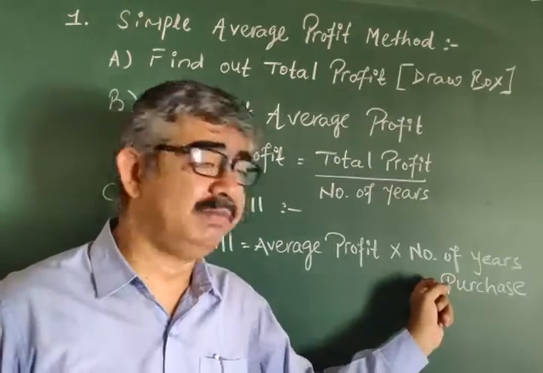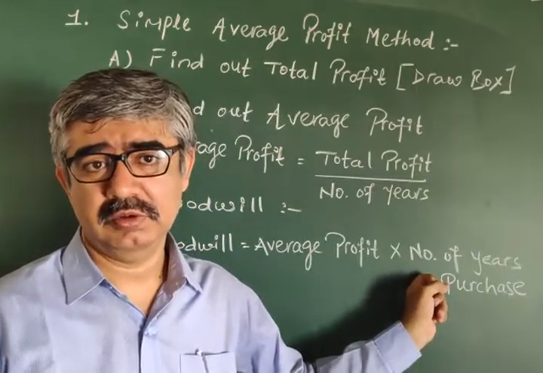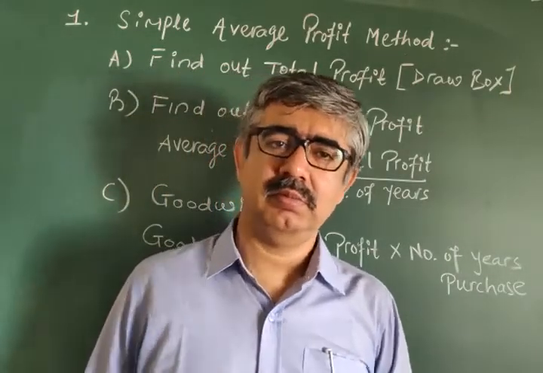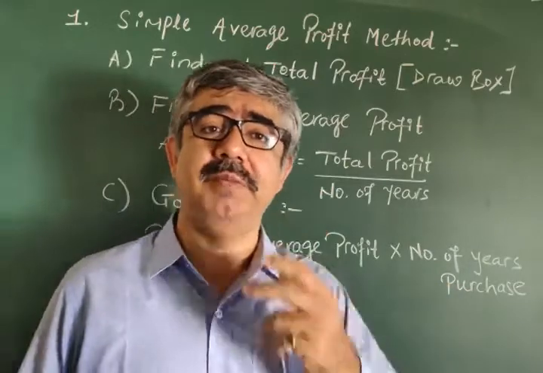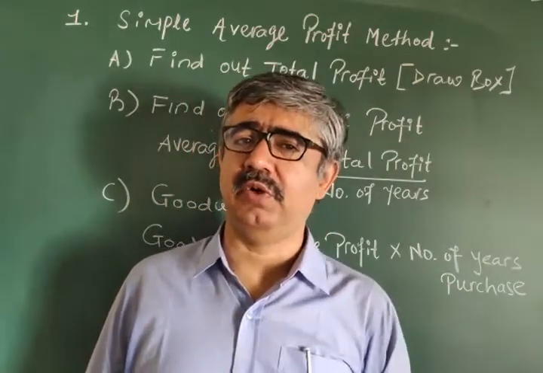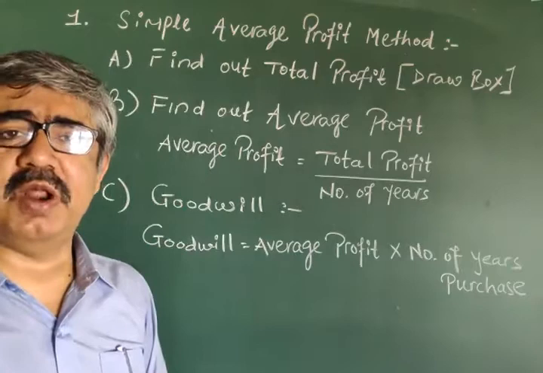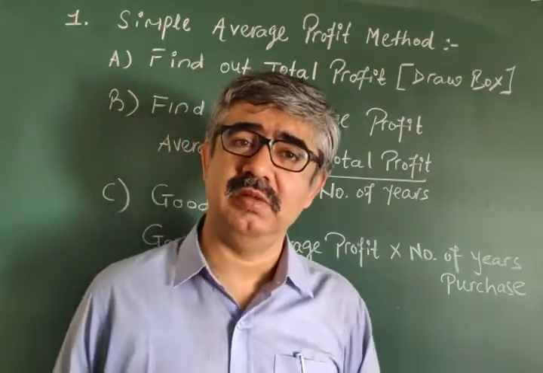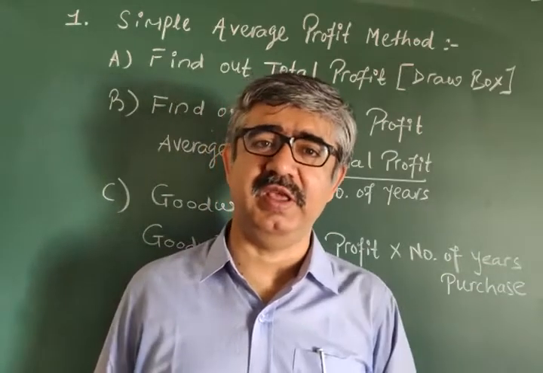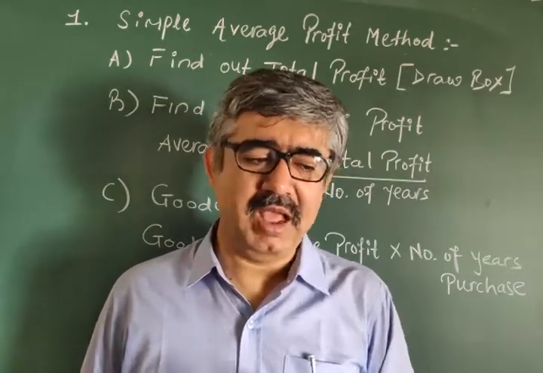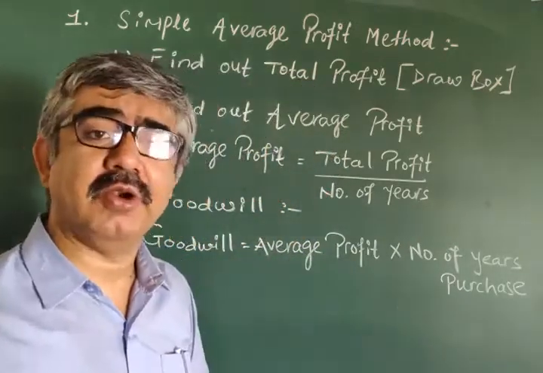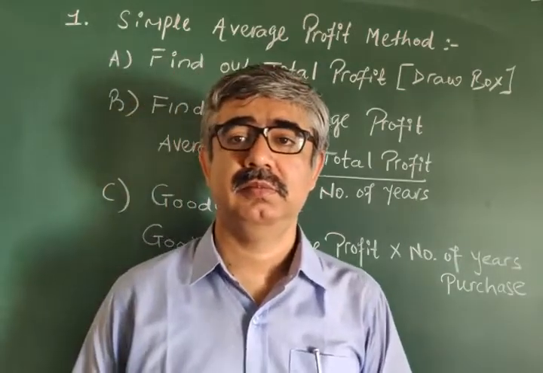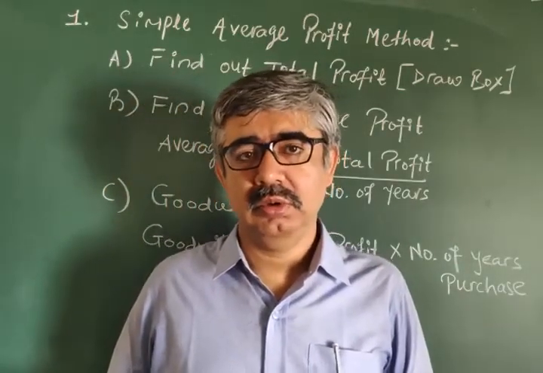See, it's a conceptual matter. Just remembering this formula is a matter of joke for everyone, but this is basically conceptual. If someone asks what the formula of goodwill is, you say average profit into number of years purchase. And if a person like me, who loves conceptual study, asks, that's very good, but what is number of years purchase? You say, I don't know, I only know the formula.